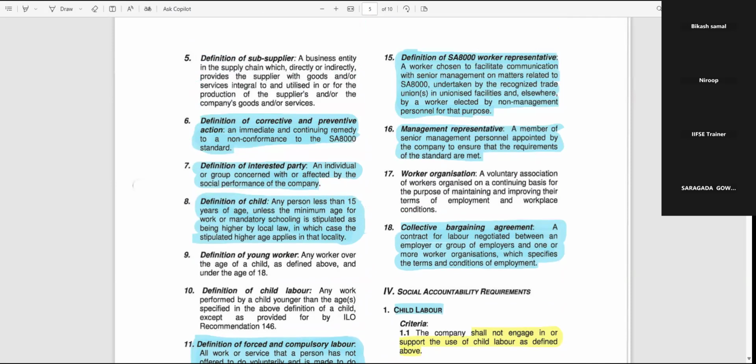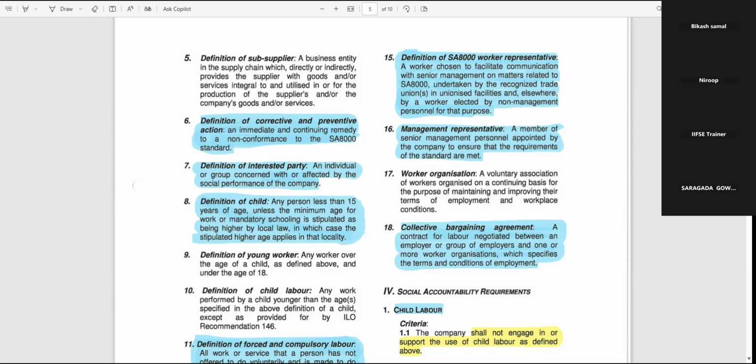Okay. So the definition of SA 8000 worker representative. It means a worker chosen to facilitate communication with senior management on matters related to SA 8000, undertaken by the recognized trade union in the unionized facilities and elsewhere by a worker elected by non-management personnel for that purpose. So as we see in the safety committee, what will happen? We have two groups of people. One is management representatives, and the other one is non-management representatives.